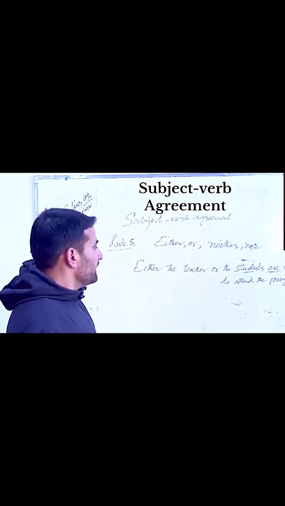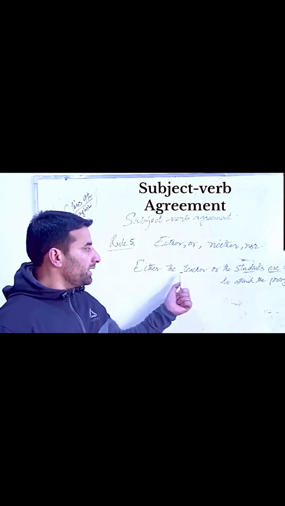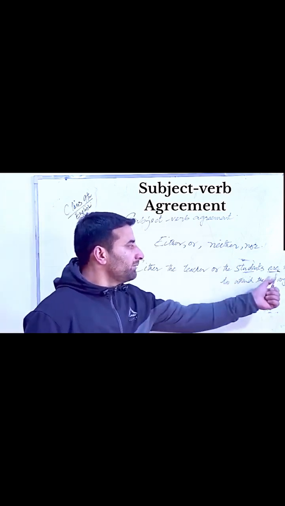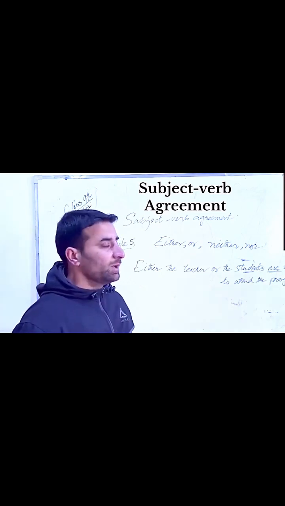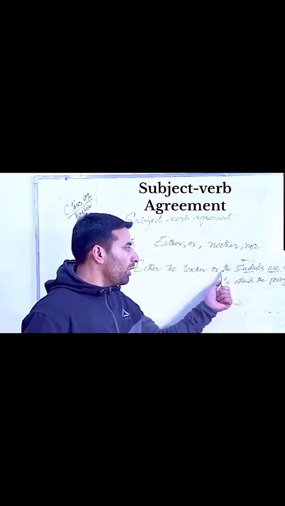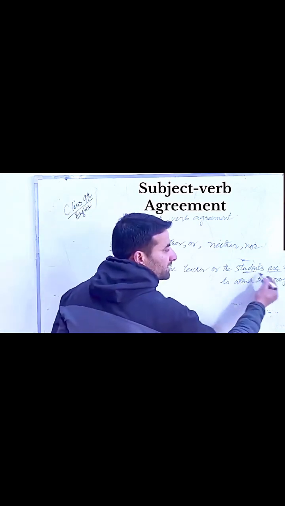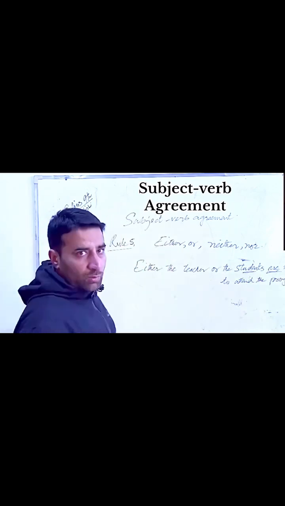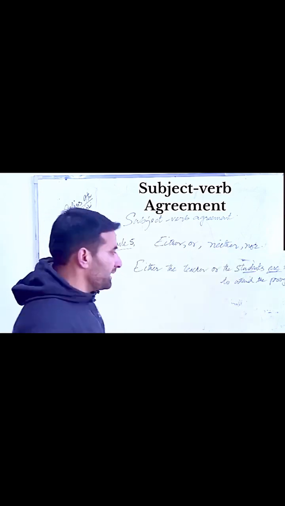So here we have got either the teacher or the students. You can check it out here. The teacher is singular, but the verb corresponds to the nearest noun, that is students, and students is plural. So we will say either the teacher or the students are supposed to attend the program. So students relates to are, because this is the rule for it. I will go for another sentence to help you people understand it better.